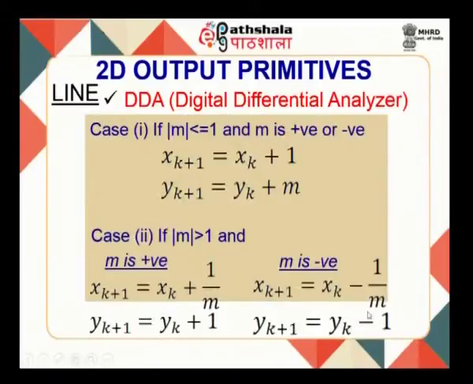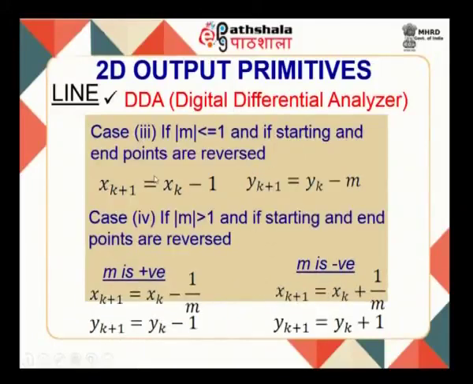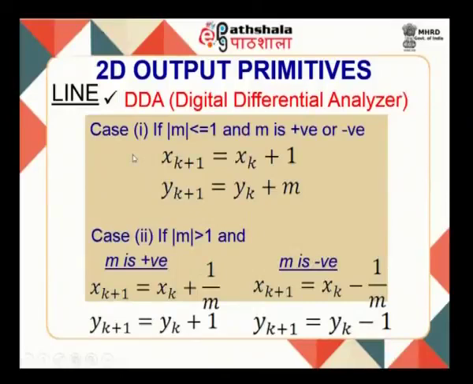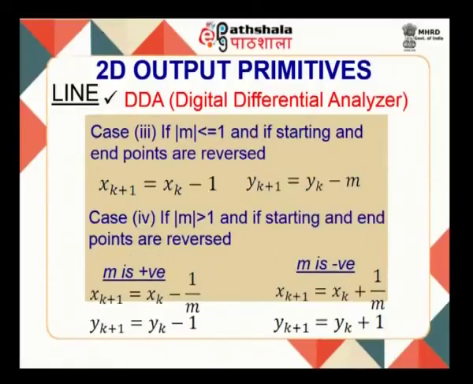So, y is decreasing by 1 unit while x is increasing by 1 by m. Sorry, it is 1 by m. So, you can take this equation here as x k plus 1 is equal to x k plus 1 by m. So, we have seen 2 cases here. Let us come to the third case.